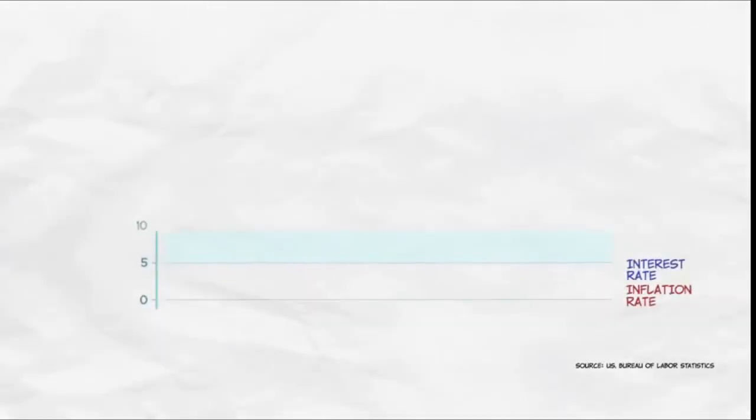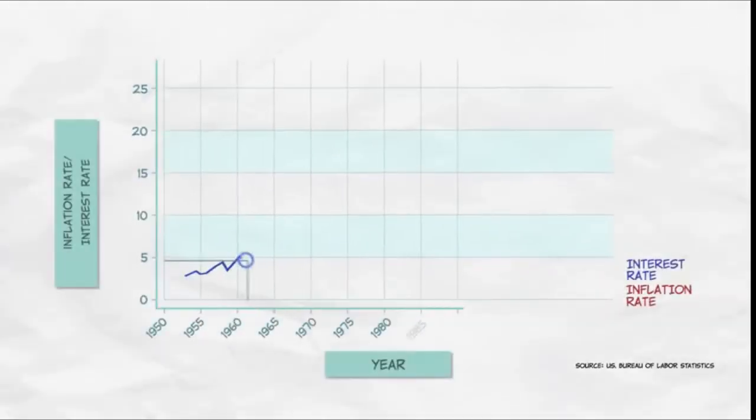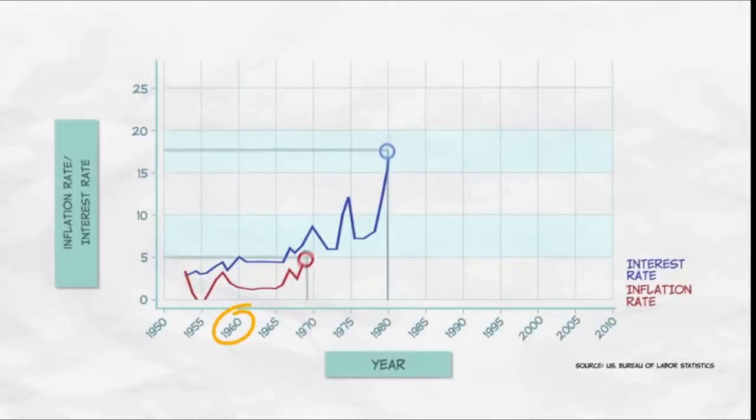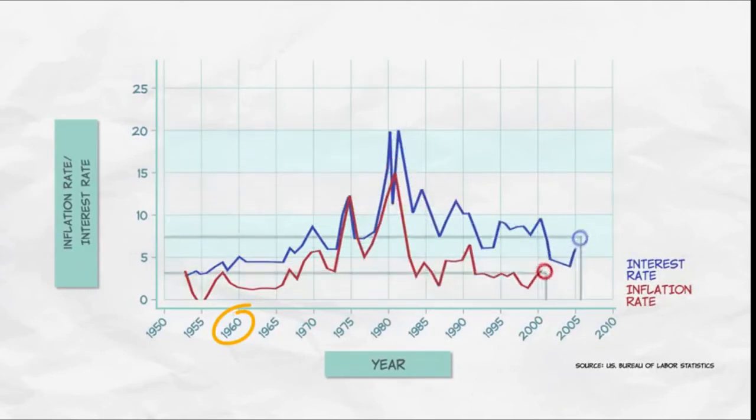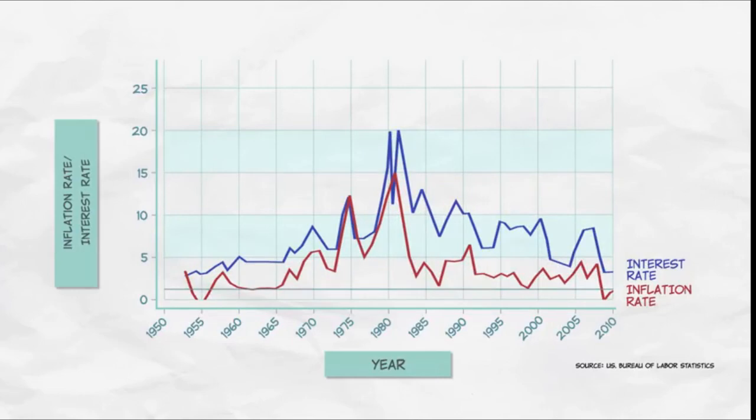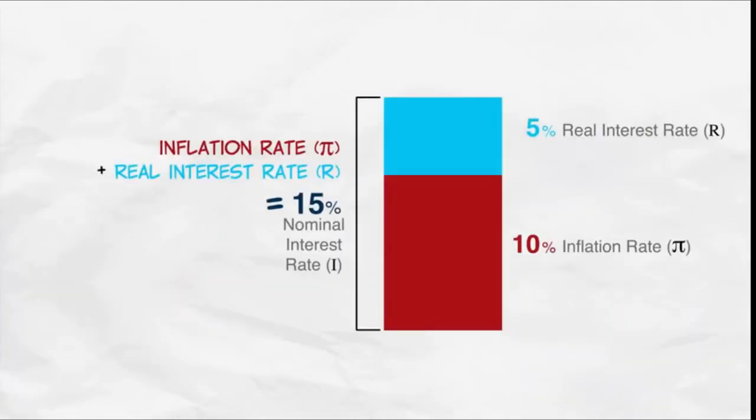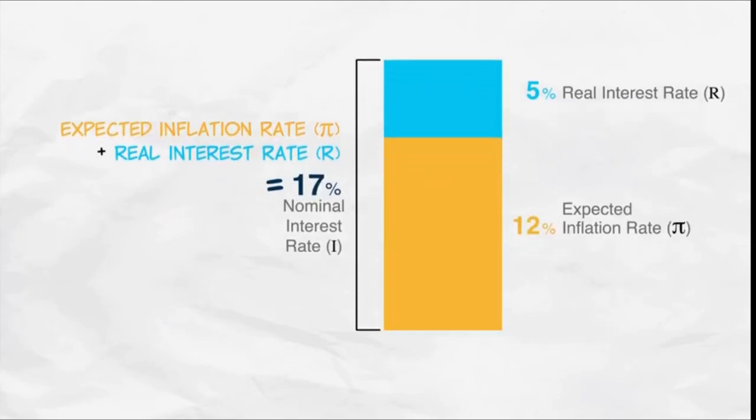We can see the Fisher effect in this data from the United States. Notice, for example, how interest rates and inflation rates were low in the 1960s, but as inflation increased, so did interest rates. Interest rates reached a peak of almost 20% when inflation hit 15% per year. Since that time, inflation has fallen, and so have interest rates. So to recap, the Fisher effect describes how interest rates and expected inflation rates move in tandem.